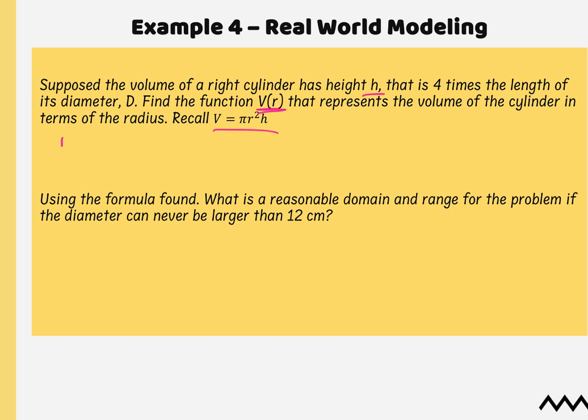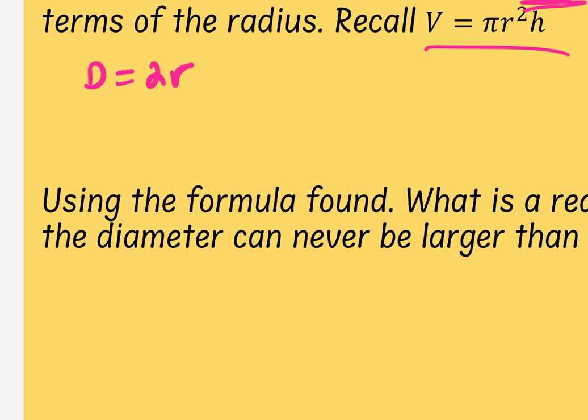Radius is half the diameter, or the diameter is twice the radius, right? So if the height is 4 times the diameter, then h equals 4d, which means the height is really what? 8r, or 4 times 2r. My goal was to get everything in terms of r, because it wanted it as a function of the radius.